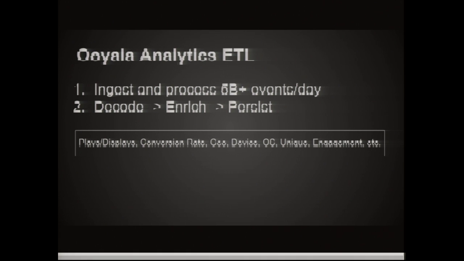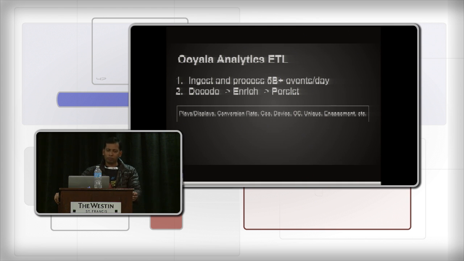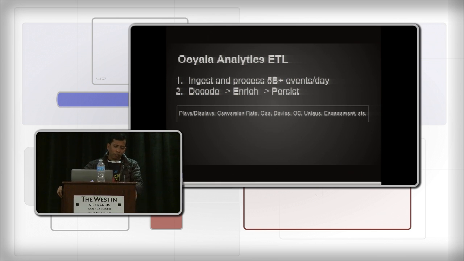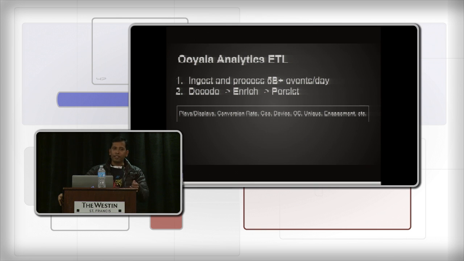By analytics data, what we are interested in is the number of plays, displays, conversion rate, geo information like which country and which state users are viewing videos from, the device information, is it Android, iPhone, or desktop, number of unique viewers, and engagement, like which part of the video is popular. All of this analytics data is very important to our clients because they make business decisions based on this analytics information.